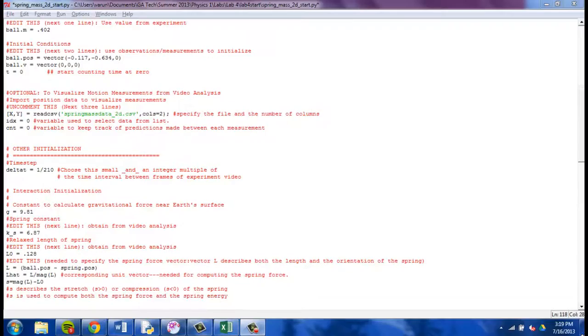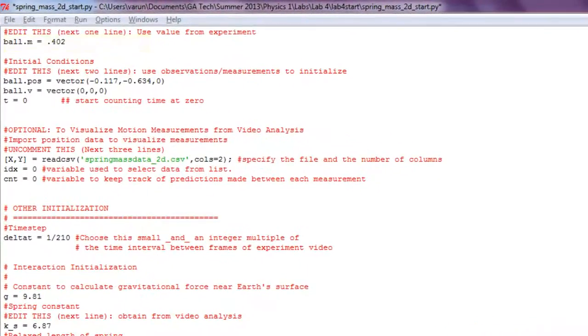In this part of the code, all the initial conditions are shown, such as the mass of the ball, which is 0.42 kilograms. The initial position is shown here. The initial velocity is 0 meters per second, and the start time was at 0 seconds. All the position values that were extracted and placed into the CSV file are read into the code here.